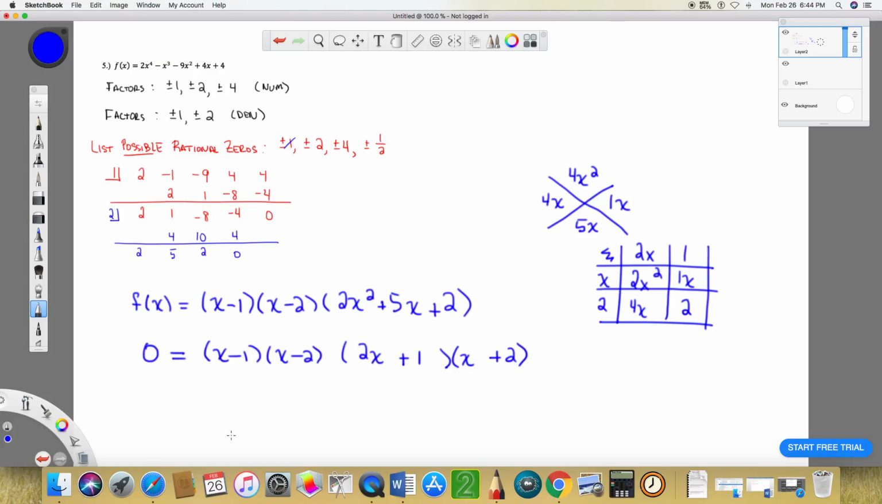All right, so our zeros, I'm just going to write it horizontally this time. Our zeros are 1, 2, negative 1/2, and negative 2. It was of degree 4, and we found 4 of them, so that's the most that it can have. So pretty sure that that's correct and that we're done.